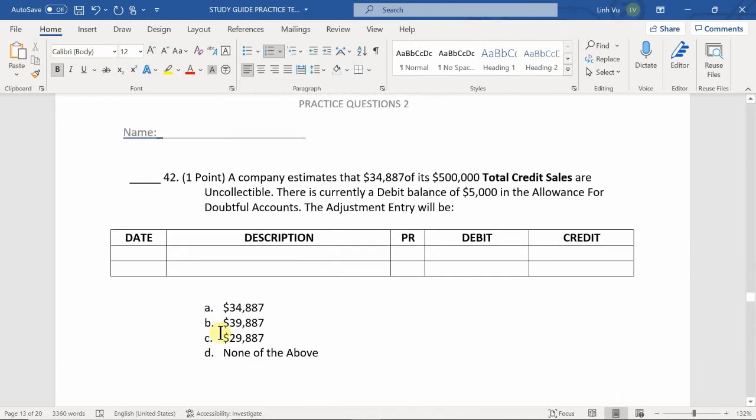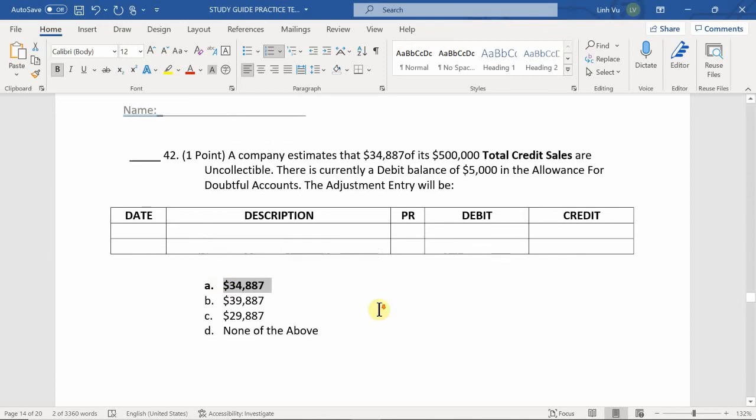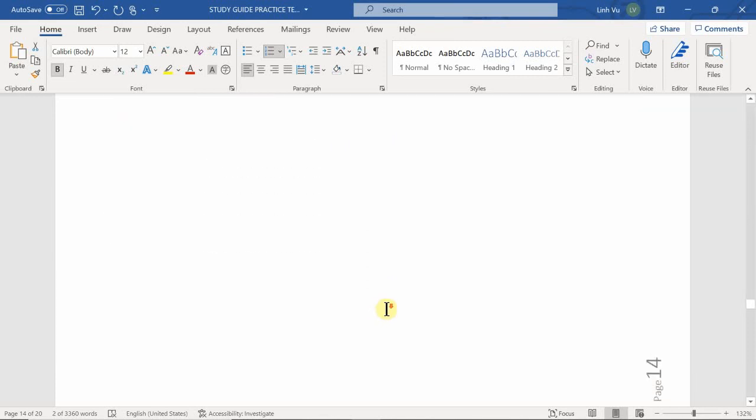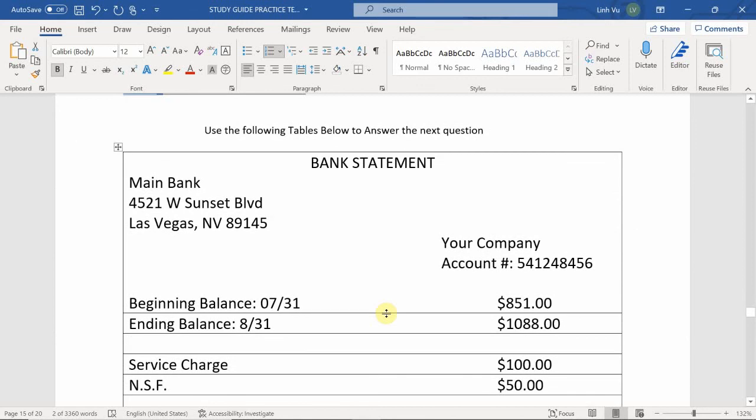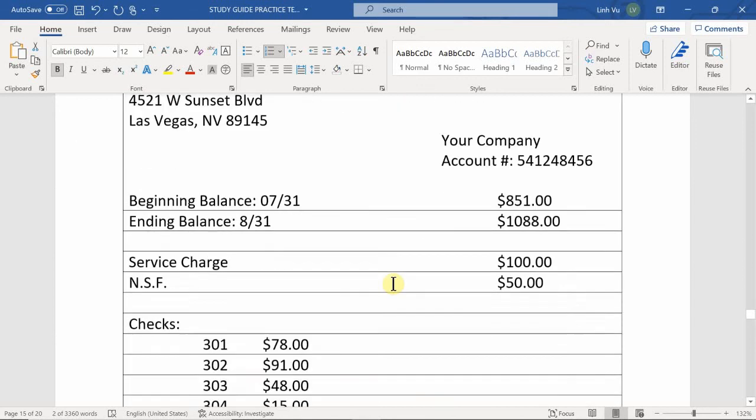Last but not least, if a company estimates that $34,887 of $500,000 total credit sales is to be uncollectible, and there's currently a debit balance of $5,000 in the allowance for doubtful accounts, the adjusting entry will be A. Yes. Once again, total credit sales tells you to stop, and all you need to focus on is the estimated amount. Good.